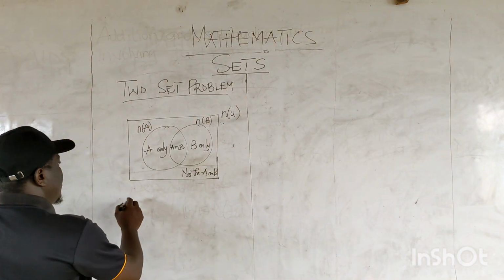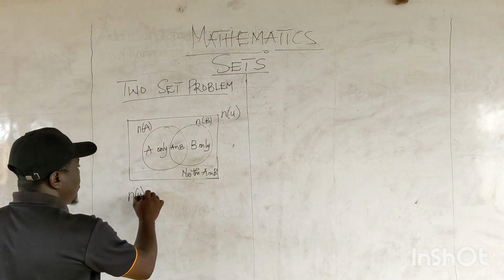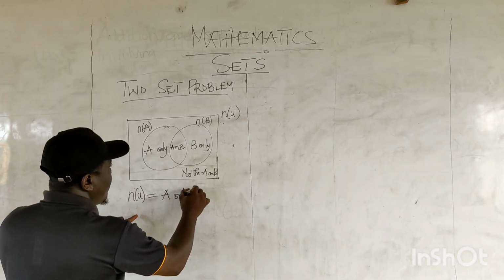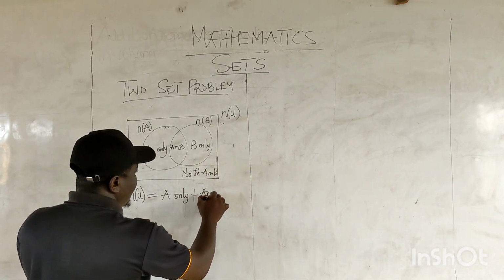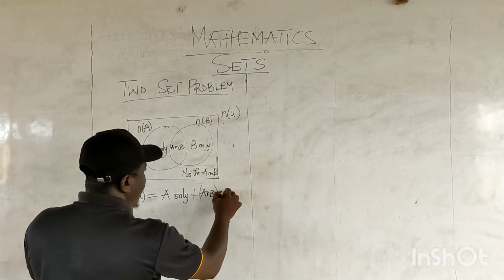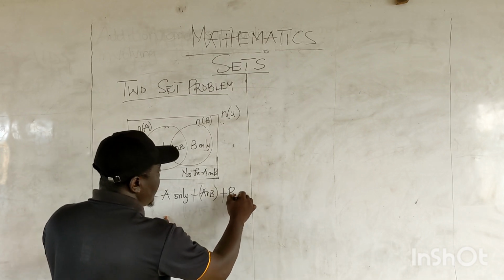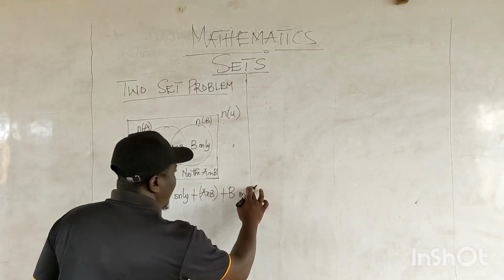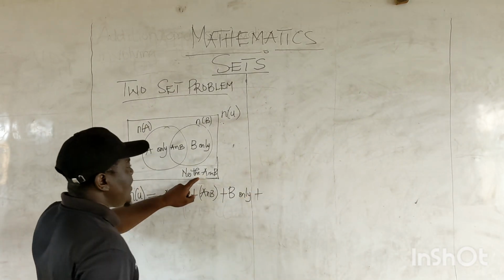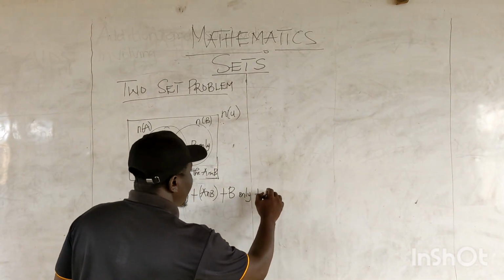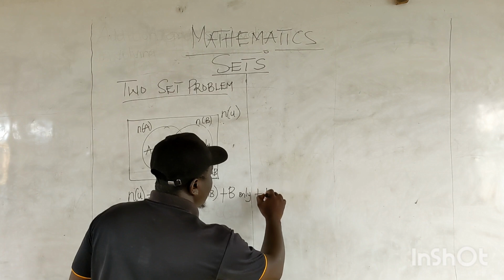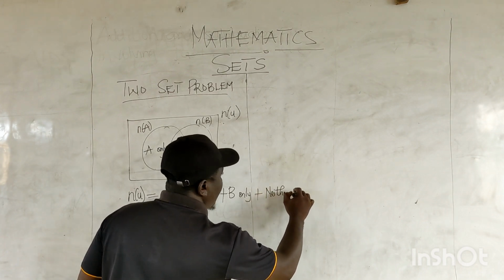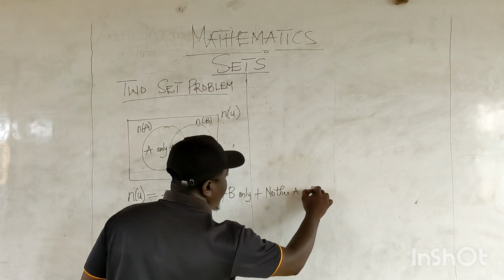Now with this, in JHS we learned that when we are trying to equate everything to the universal set, we can say number of U is equal to our A only, plus our A intersection B, plus our B only, and then if we have neither A nor B, we say plus neither A nor B.